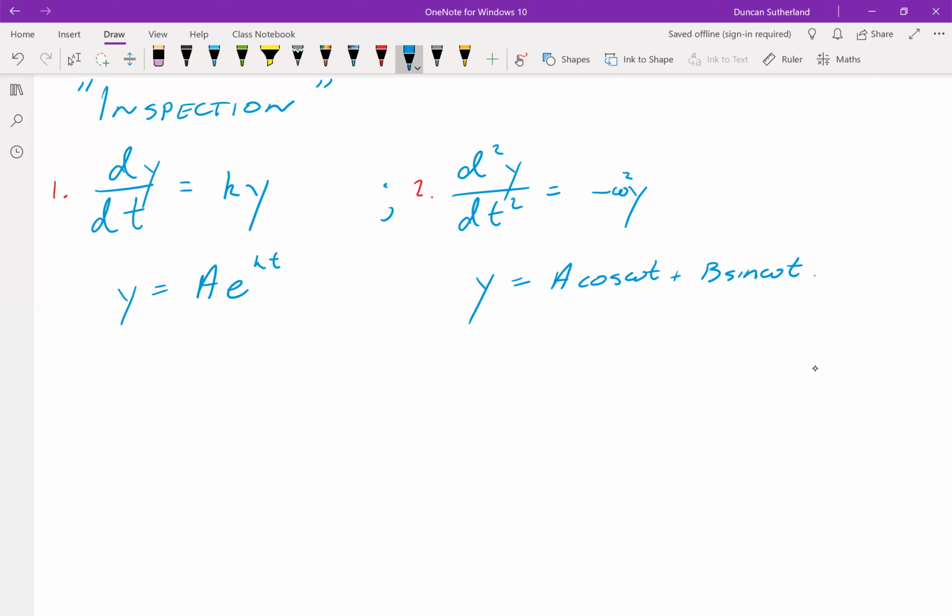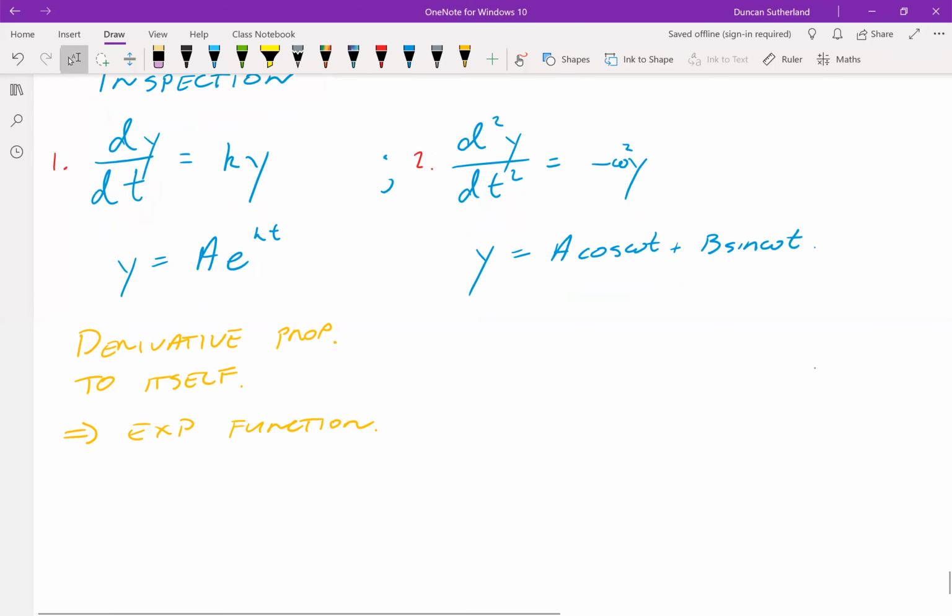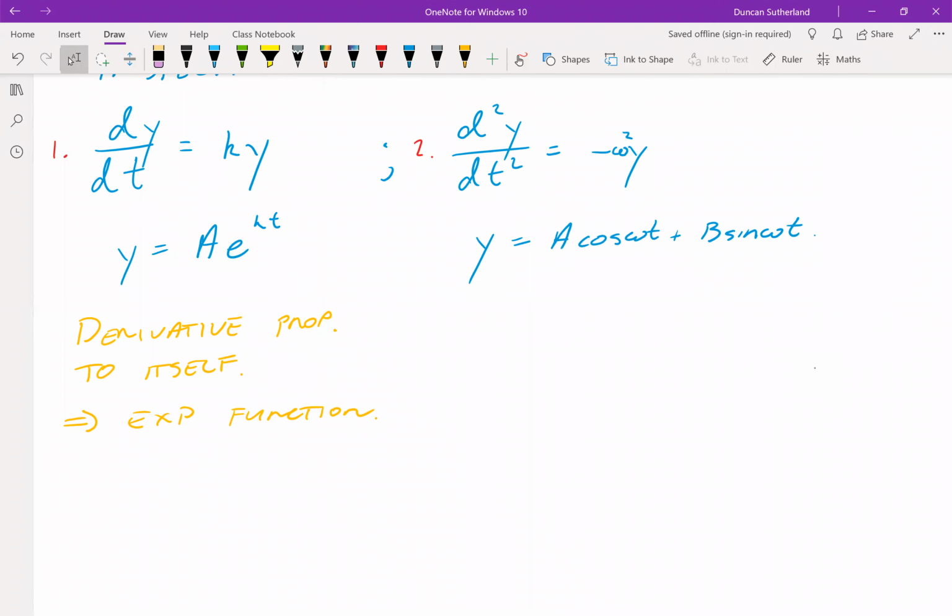And a lot of people get confused as to how the solution can be recognized so quickly. With equation 1, essentially what this says is that the derivative is proportional to the function itself. There's only one function that does that. It's the exponential function. And that's basically by definition, or one possible way you can define the exponential.